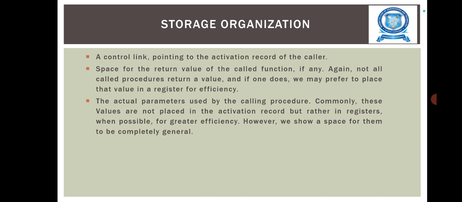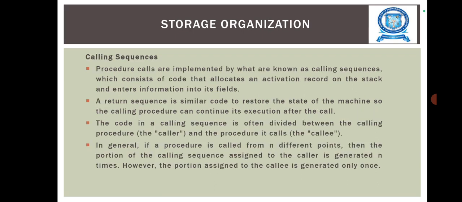Again, not all called procedures return a value, and if one does, we may prefer to place that value in a register for efficiency. The actual parameters used by the calling procedure: commonly these values are not placed in the activation record but rather in registers when possible for greater efficiency. However, we show a space for them to be completely general.